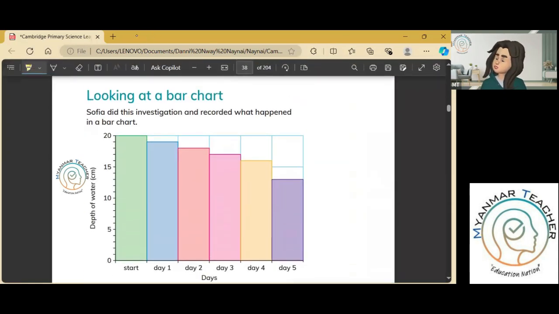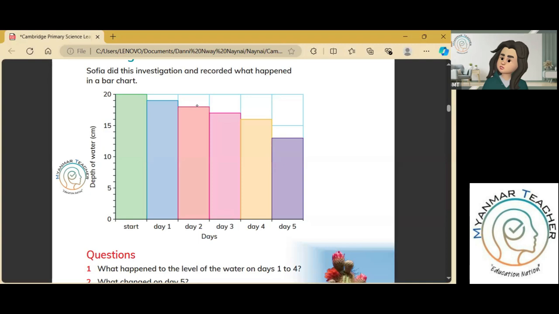Looking at a bar graph. Sophia did this investigation and recorded what happened in a bar graph. At the start, you fill it up all the way like this. I think it's 20 centimeters. On day 1, there was only 19 centimeters. Let me just mark this: 20, 19, 18, 17, 16, and 13.